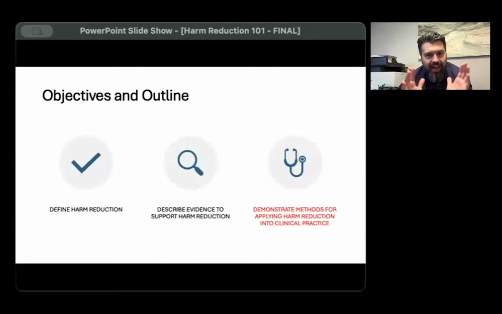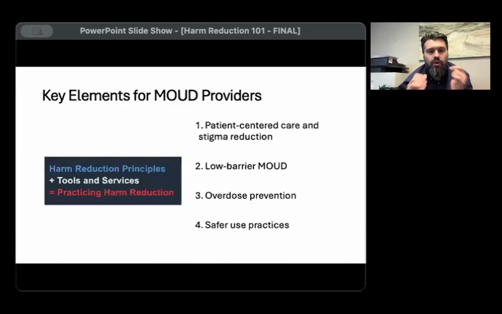So Dr. Huerta, how do I actually do this in my clinical practice? And I think this is the really interesting part of the talk and how we can work on this together. So I think for MOUD providers, there are 4 key elements that you can start doing now to start practicing harm reduction. And that includes focusing on patient-centered care, reducing stigma, providing low barrier MOUD, and we're going to define what that is, talking about overdose prevention with your patients, and then going over safer use practices with your patients.